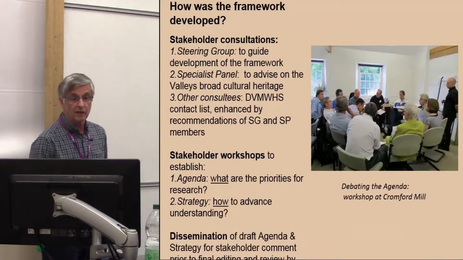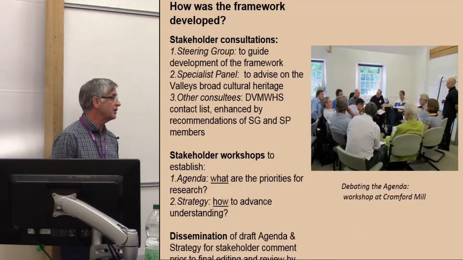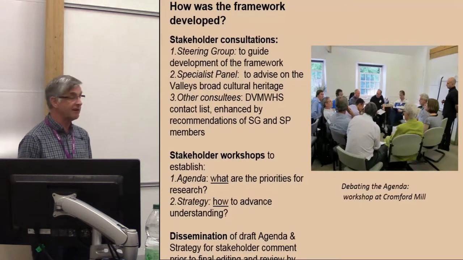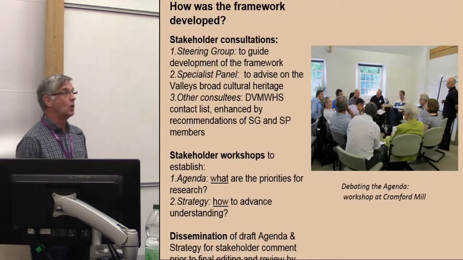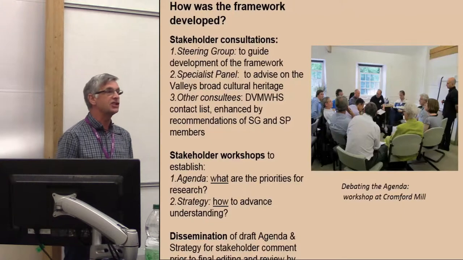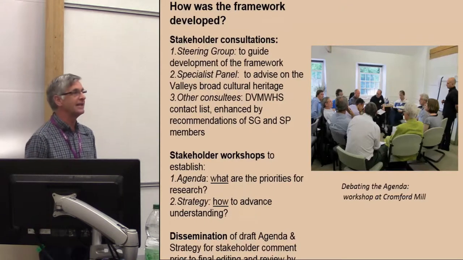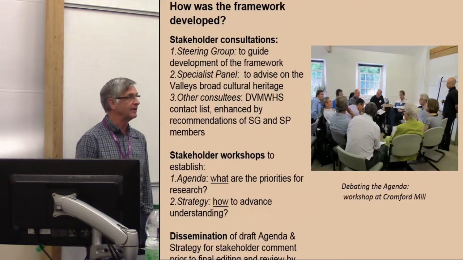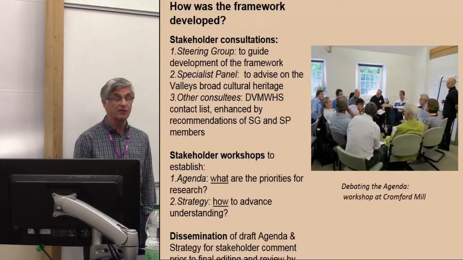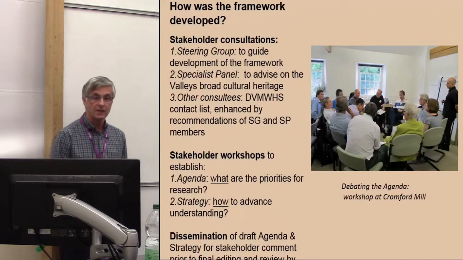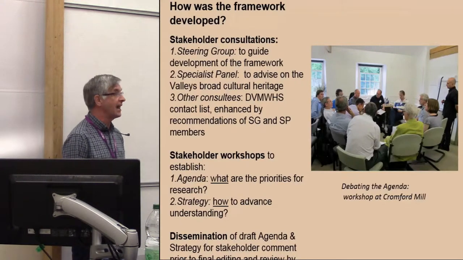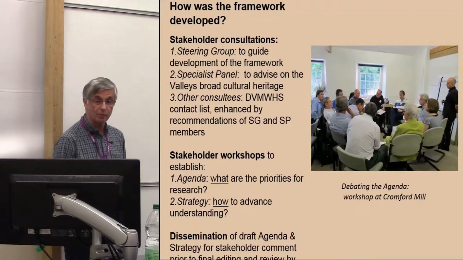In terms of its development, we relied heavily upon consultations with stakeholders. The management structure comprised a steering group of about 15 people who were selected in order that the key organisations working within the Derwent Valley were represented, and to ensure that we had a good range of expertise covering key aspects of the very broad cultural heritage of the Derwent Valley Mills. And the steering group met at regular intervals and assisted in the guidance and development of this framework.